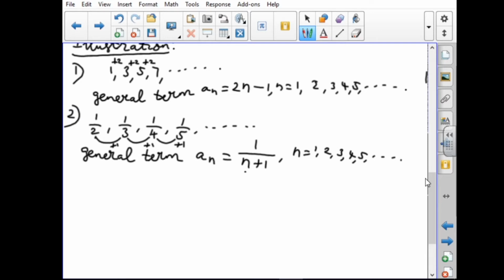Next one, if the number of elements in the sequence is finite, it is called a finite sequence. If the number of elements in the sequence is infinite, then it is called an infinite sequence. Once again, the number of elements in the sequence is finite, that is called a finite sequence. The number of elements in the sequence is infinite, then it is called an infinite sequence.